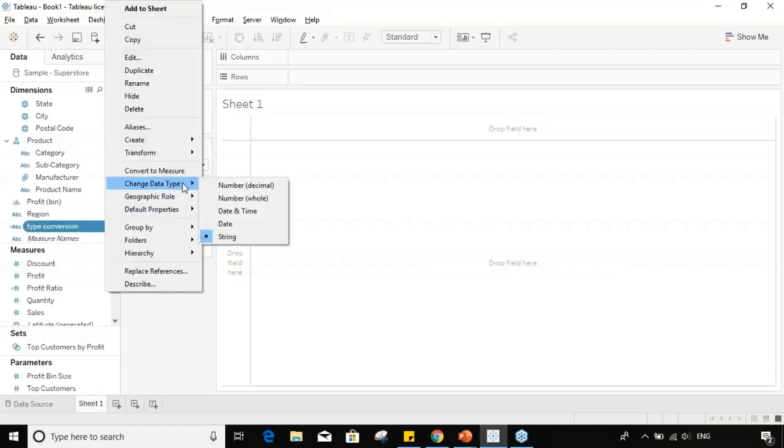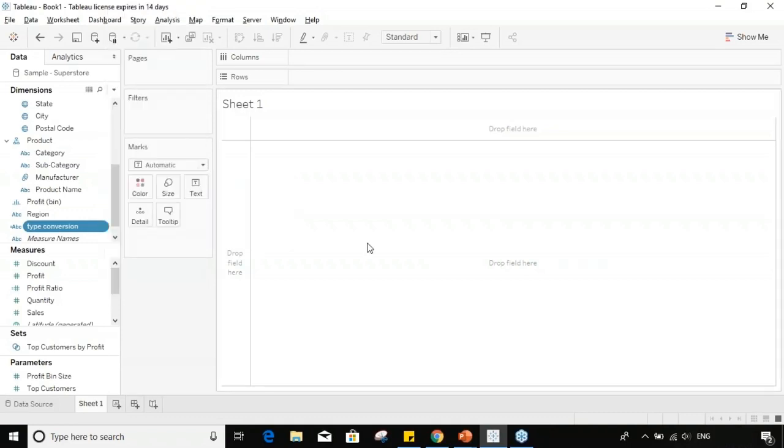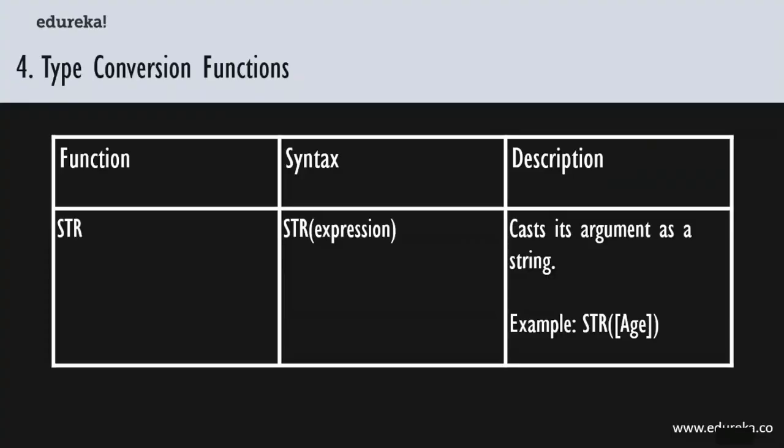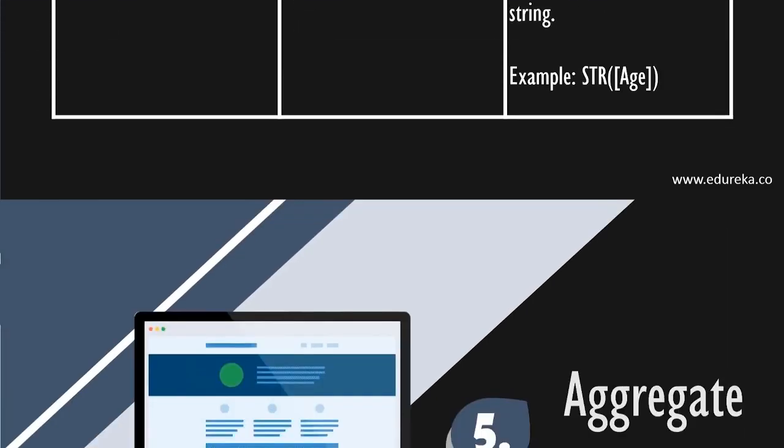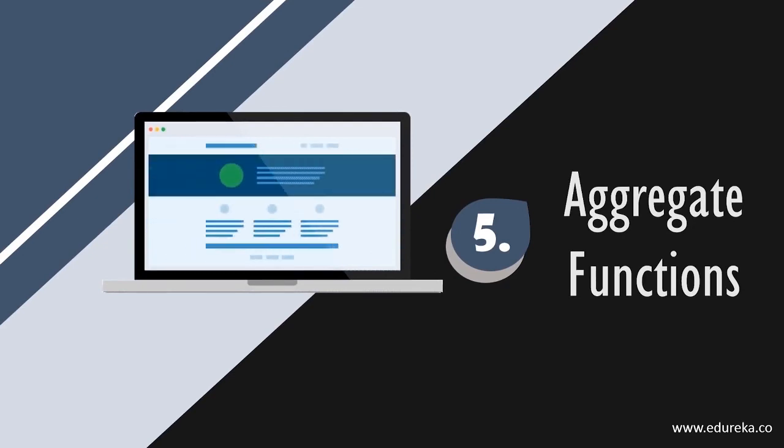Now, as you can see, the type conversion has given the postal code a string data type. The postal codes will remain the same, but their data type is going to change. That's what the string function does. And with that, we come to the end of type conversion functions. Let's move on to aggregate functions.